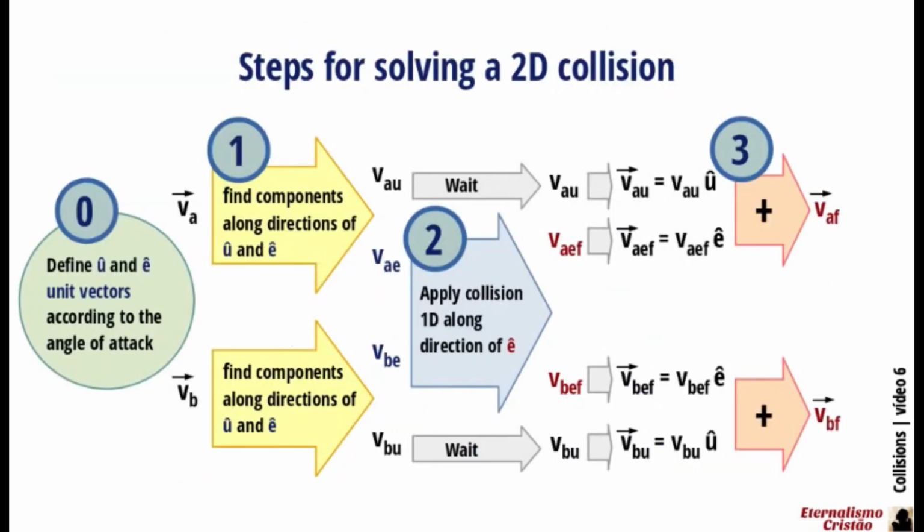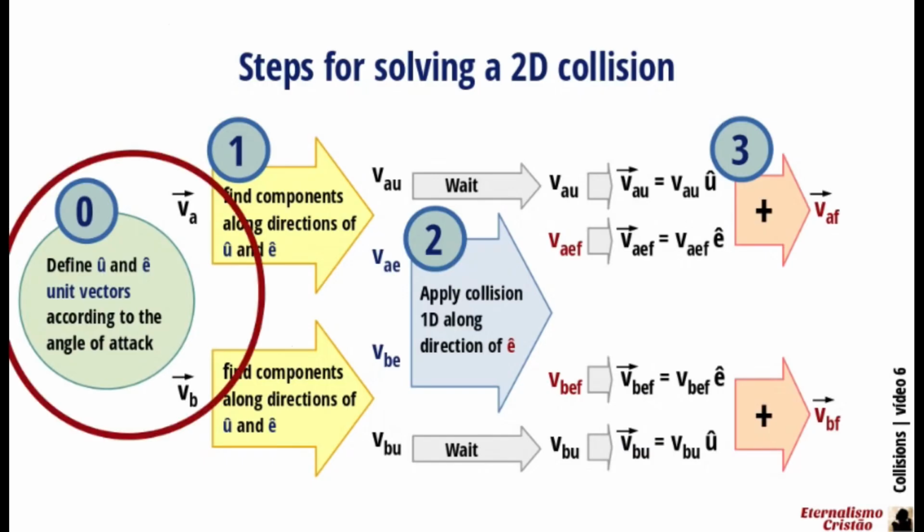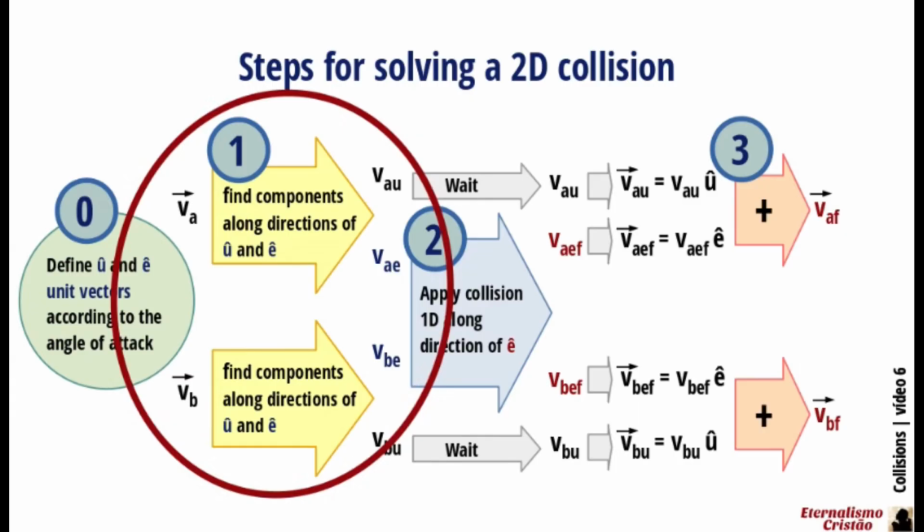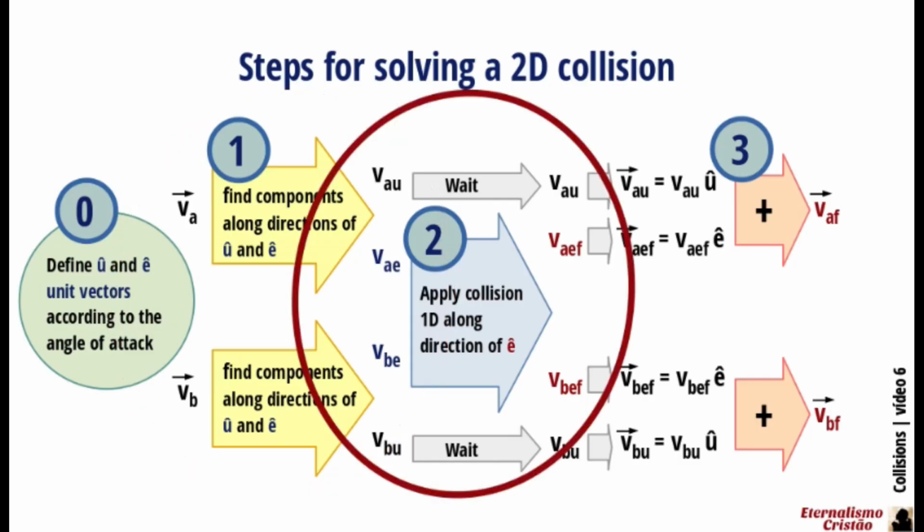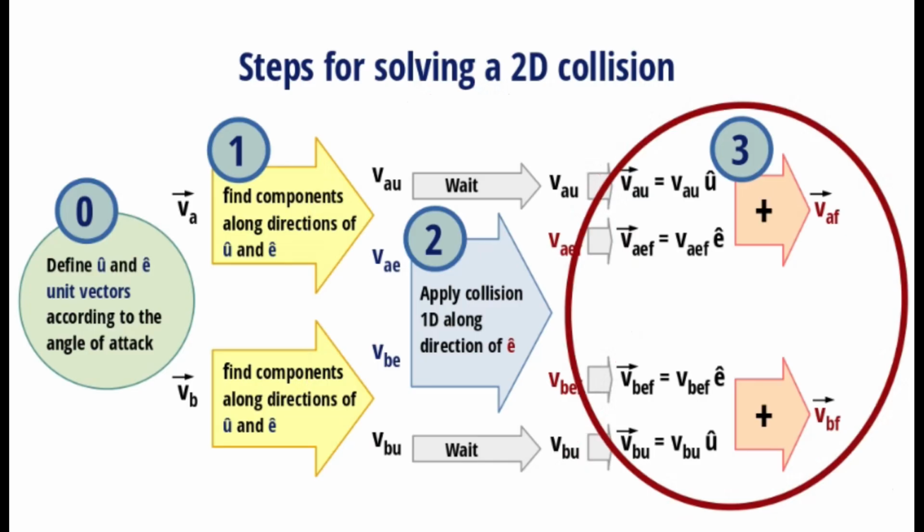These are the steps needed to solve any 2D collision. You will learn how to proceed in the following. First, find the angle of attack and define the unit vectors in accordance. Find the components of the initial velocities, along the directions of the unit vectors, U and E. Apply the equations for the 1D collision to the components of the velocities along the direction of unit vector E. At last, add the two components of the final velocities.